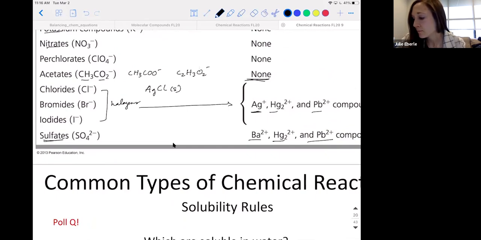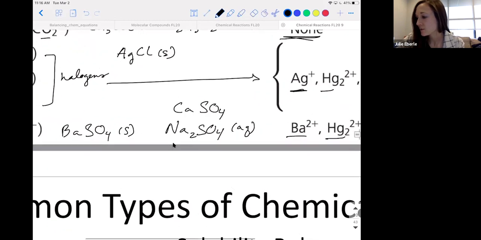Okay, so for example, barium sulfate would form a precipitate, but sodium sulfate, Na2SO4, this would be aqueous. Okay, because sodium here is not an exception. What about calcium sulfate? Would that be a solid or aqueous? Would calcium sulfate be? Kendall says aqueous. Anybody agree or disagree? Keegan says aqueous. That's correct. This one would be soluble. That's AQ. Okay.